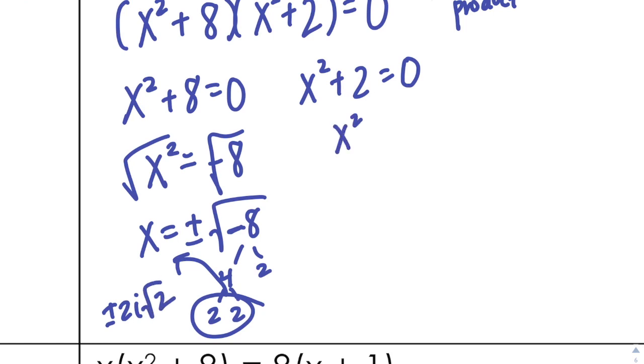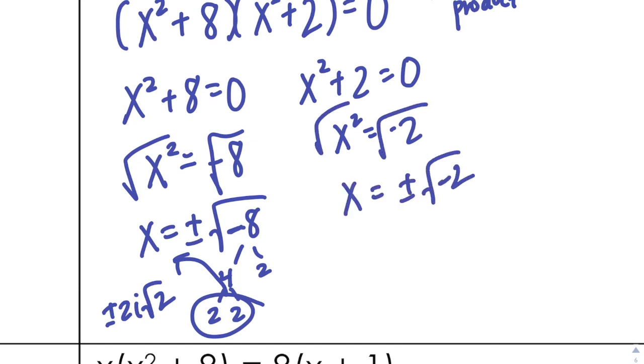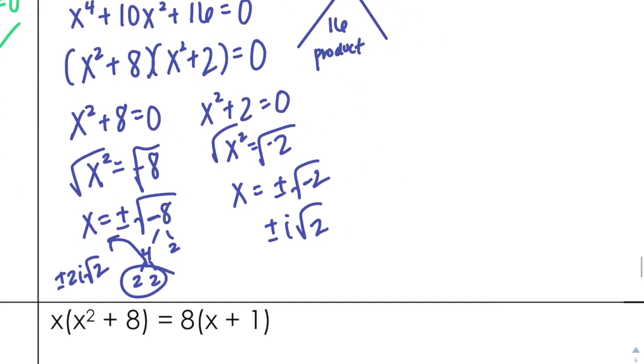Over here, subtract the 2. Square root, square root. So you get plus or minus the square root of negative 2. Well, take out an i, and the square root of 2 is just the square root of 2. So in this case, I have 4 imaginary solutions. I have plus or minus 2i root 2, and I have plus or minus i root 2.